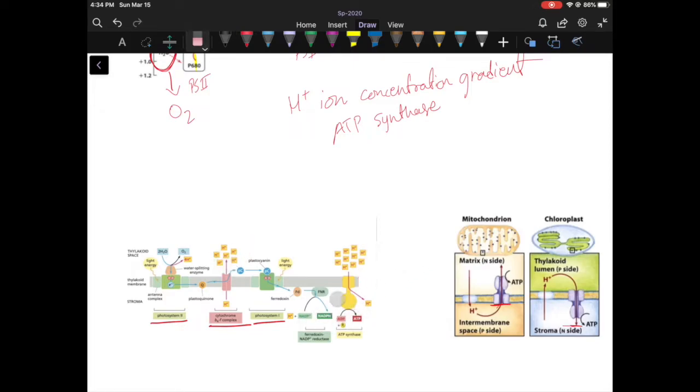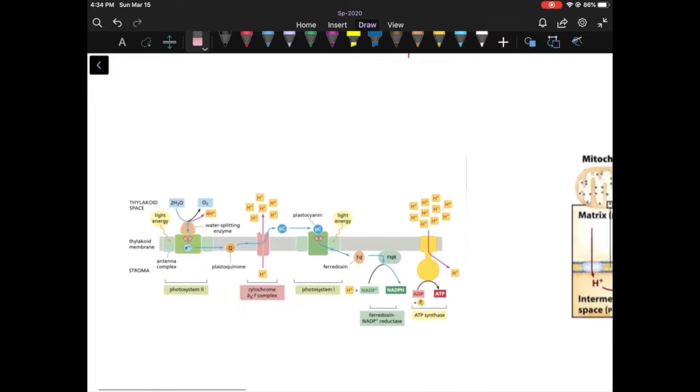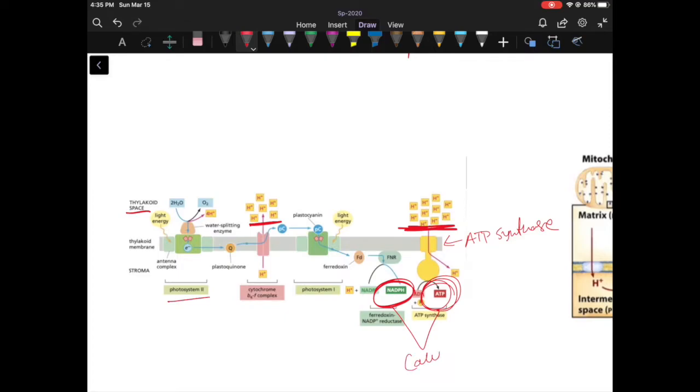So I'm gonna erase this. So right here, this diagram is just the one that was in lecture. And we can see that starting off at photosystem 2, the electrons, you can trace where they go, and eventually they'll end up at NADPH. And in the process, the hydrogen ion concentration gradient is created in the thylakoid space. And when these hydrogen ions pass through ATP synthase, it creates our ATP right here. So these two are used in the Calvin cycle.